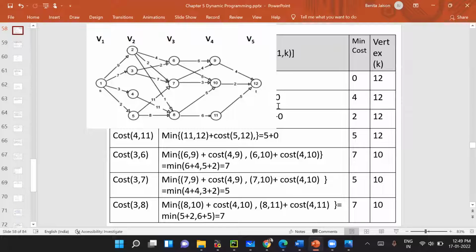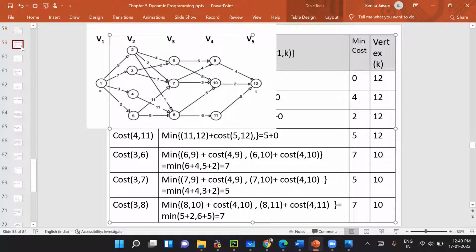Vertex 6, the cost is 7. Vertex 7, the cost is 5. And for vertex 8 also the cost is 7. Hope it is clear. You have the table with you; I'm moving on to the next slide. For vertex 7, it is 5. And vertex 8 is 7.